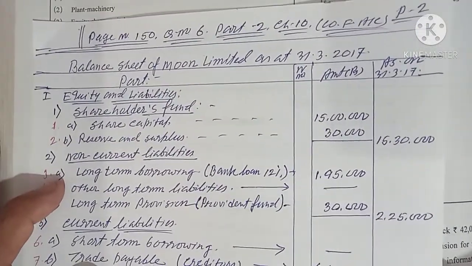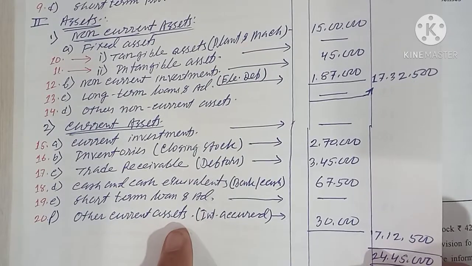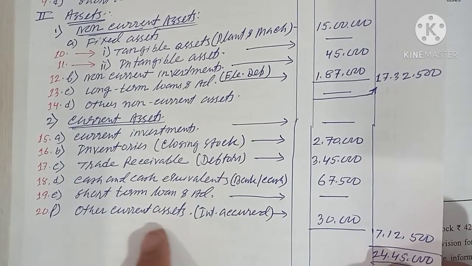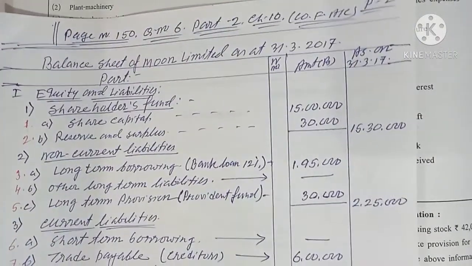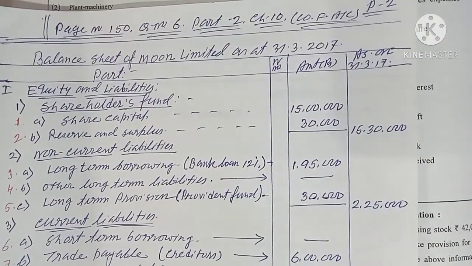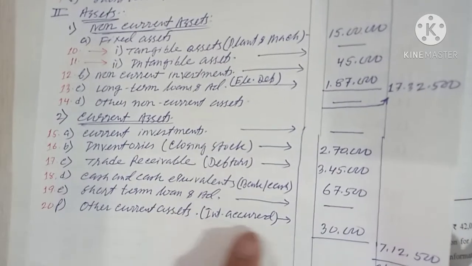The first one is given, accrued interest of rupees 30,000. Last item, other current assets. Accrued interest comes in other current assets, 30,000, because accrued interest is your income. Sorry, not income, sorry, assets. And what type of assets? Current assets, but the last item of current assets. In other current assets, accrued interest of 30,000 is coming.